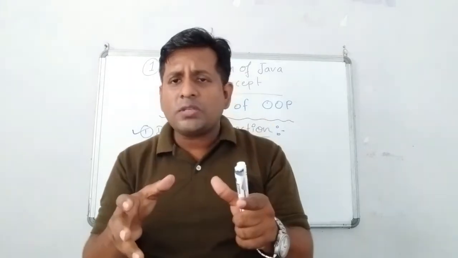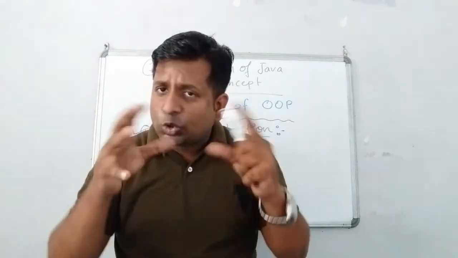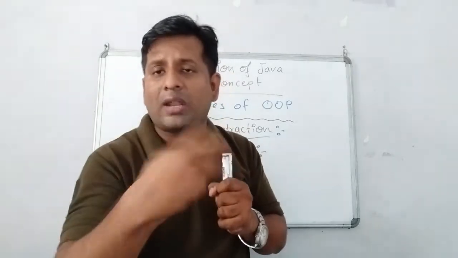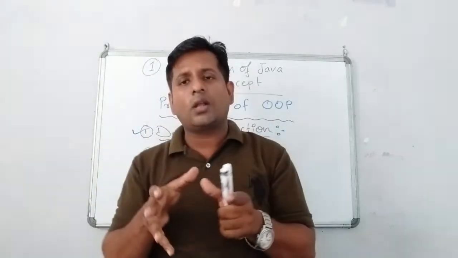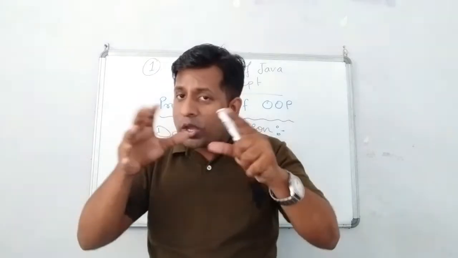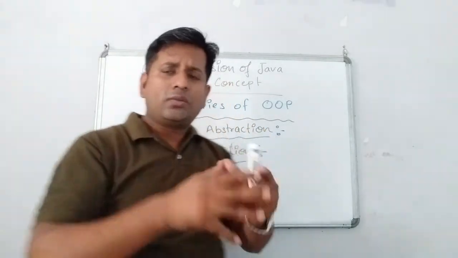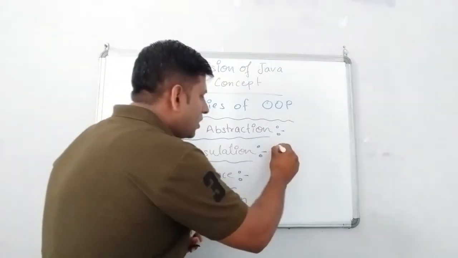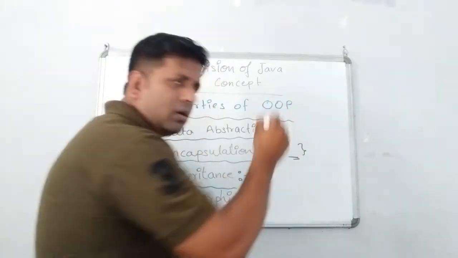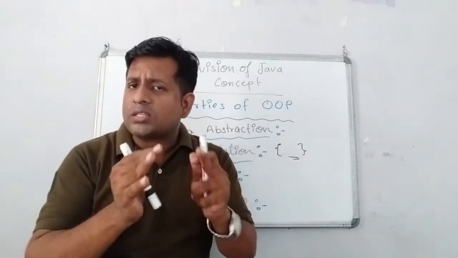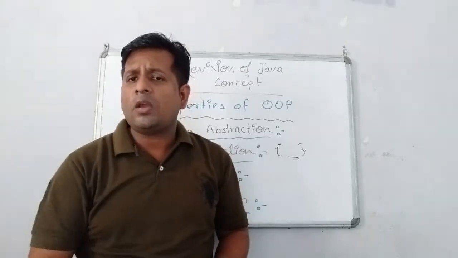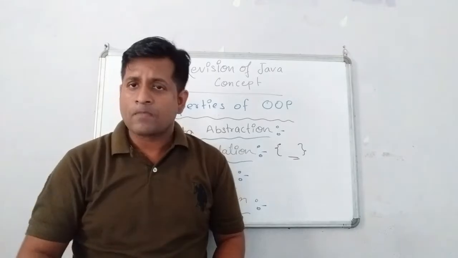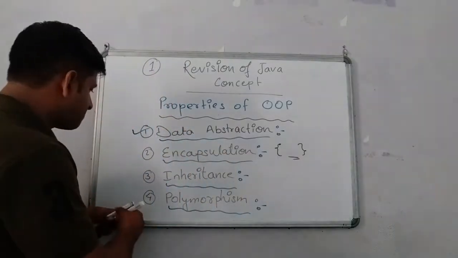So encapsulation means wrapping of data, joining of data, combining of data, and the code which operates on that data together as a single unit. Okay, together as a single unit. The combination is there. That's why we use curly brackets like this. We use curly brackets to combine our things. And this property of object-oriented programming is known as encapsulation. So hope this one is also clear.